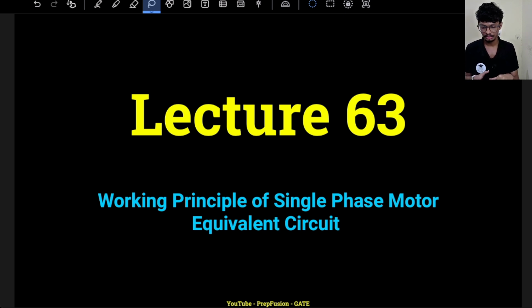So today we will start with the new chapter, that is single phase motors. So this was left out. This is a miscellaneous concept, so this is inside the miscellaneous concept chapter. Today we will be discussing the working principle of single phase motors. Also we will understand the equivalent circuit. Also I will give you a few questions as homework.